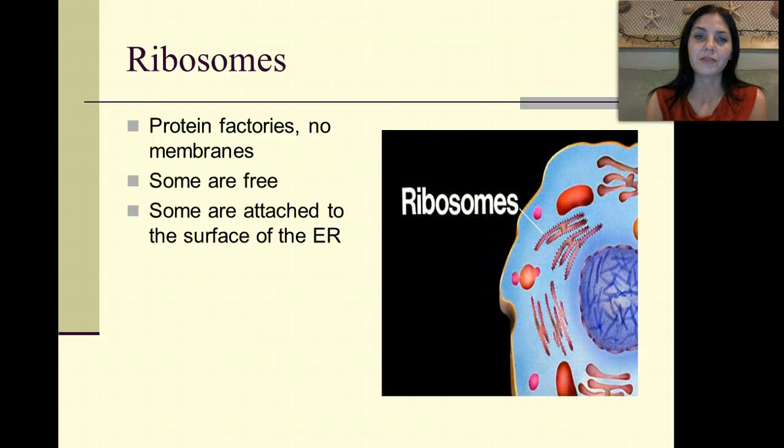Ribosomes are the protein factories, and they lack membranes, so they're found in both eukaryotic and prokaryotic cells, because as you recall from our previous lecture, prokaryotic cells do not have membrane-bound organelles. Some ribosomes are free-floating, and some are attached to the endoplasmic reticulum.